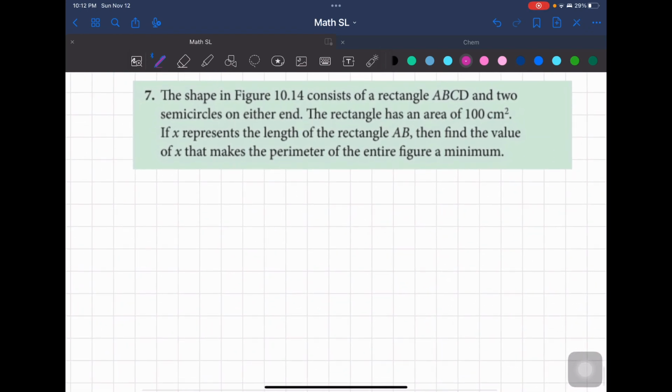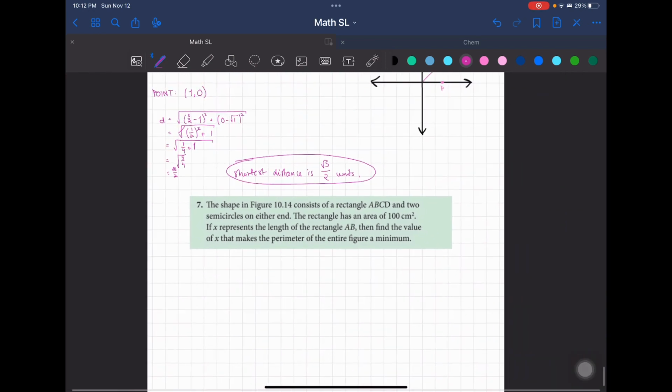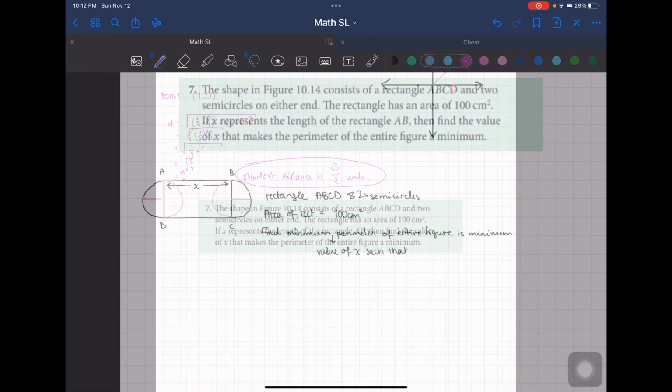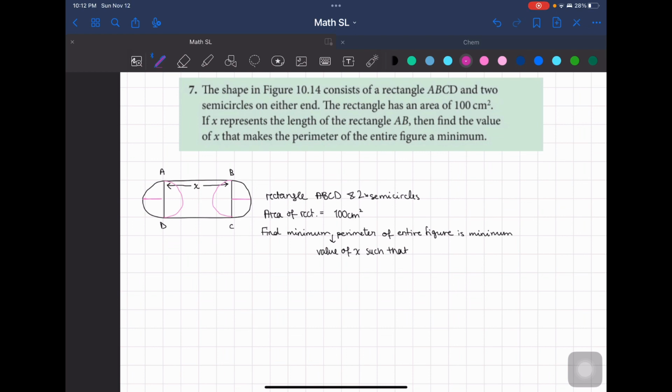Now, moving on, the shape in figure... Oh, I should probably include that shape. 1 moment. Okay, so we have this figure, and the question is telling us that we have this rectangle right over here. We have a rectangle, and on the side, we have 2 semicircles. So kind of it's giving a football field. And it tells us that this whole thing of the rectangle is 100 centimeters squared. That's the area of it.